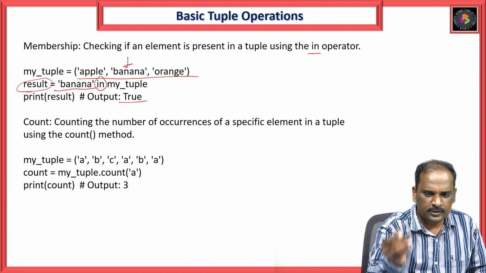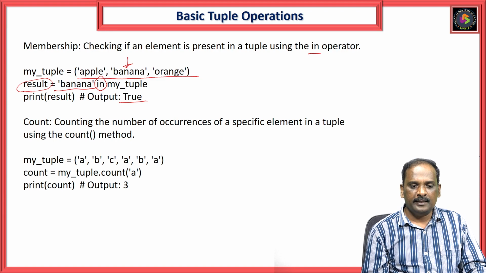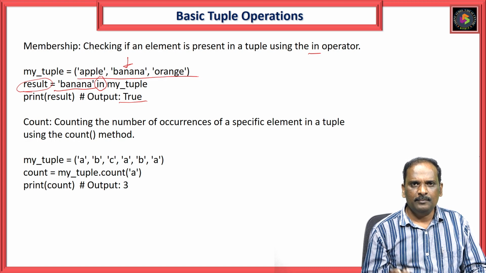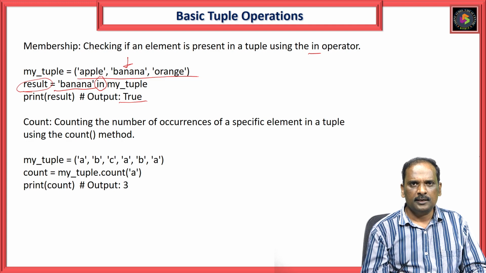If banana is not present in my tuple, then the in operator will return false. So in operator is used to check whether the element is a member of the tuple or not. If it is a member of a tuple, the in operator will return true. If the element is not a part of the tuple, then the in operator will return false.